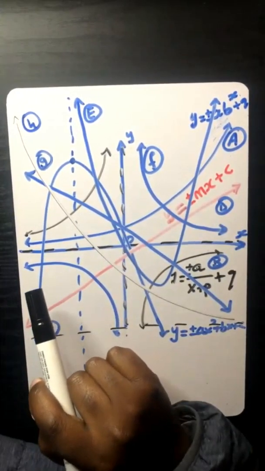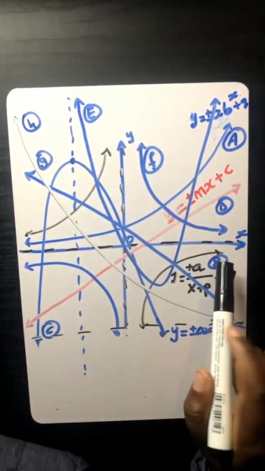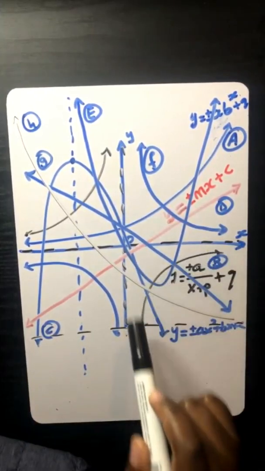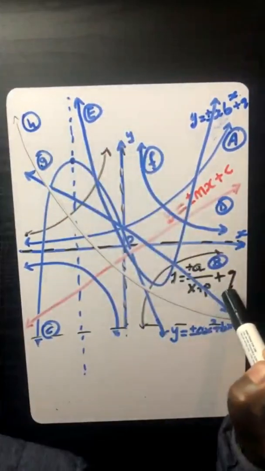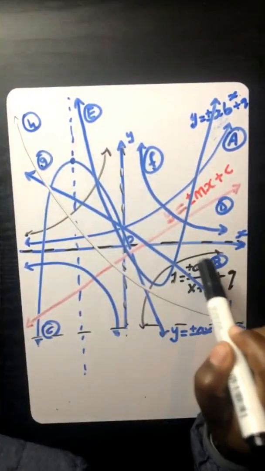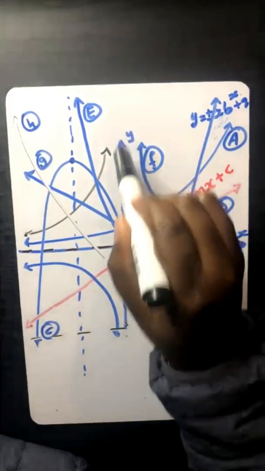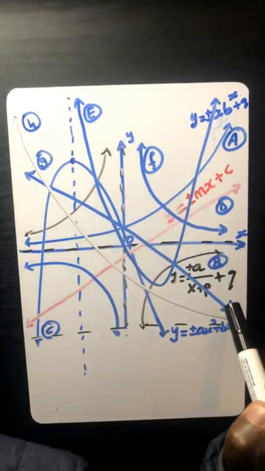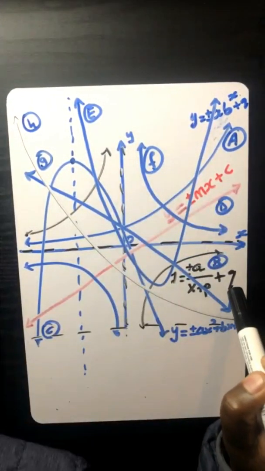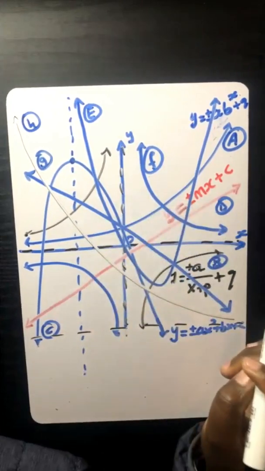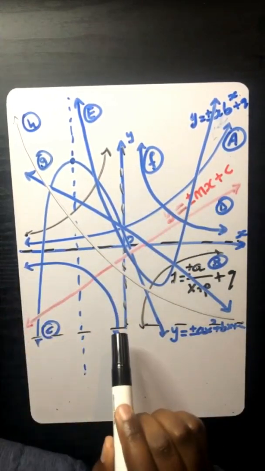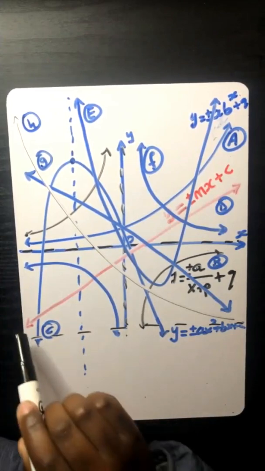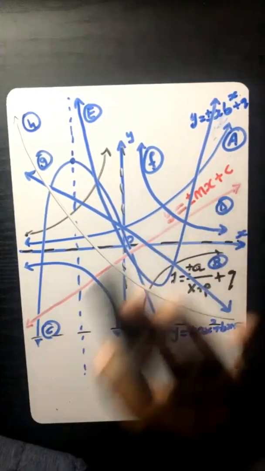Ladies and gentlemen, where is B? There's B. Can you see? This is a hyperbola. Because it's in the second and fourth quadrants, it possibly means my A is negative. And because the asymptotes are the axes, it means P and Q are 0, so it hasn't shifted in any direction. Where is C? C is that straight line. Okay, I'm done with the straight line.